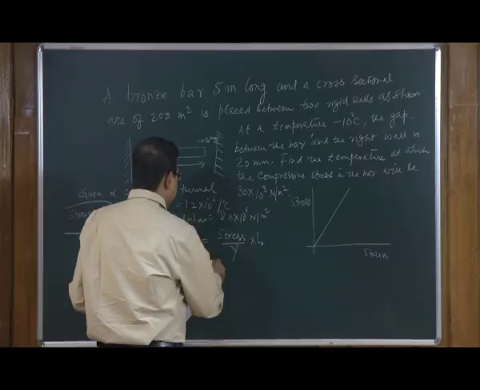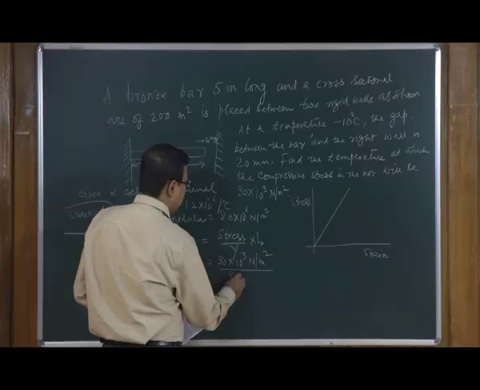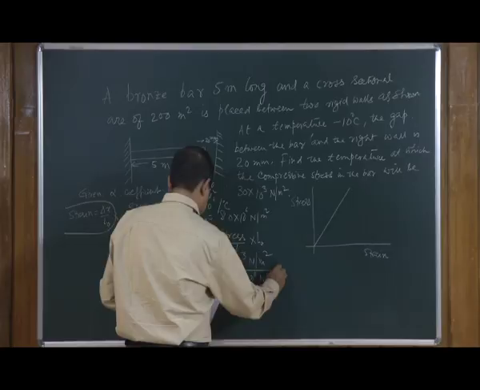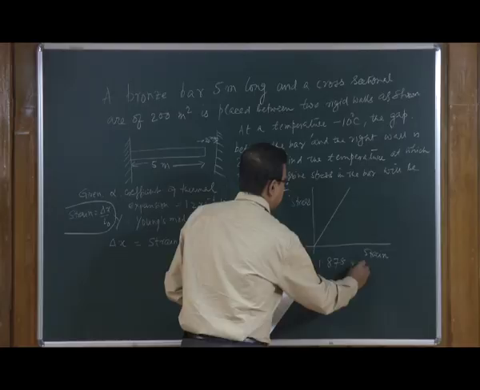So if I put all these values, 30 into 10 cube Newton per meter square divided by the Young's modulus, which is 80 into 10 to the power 6 Newton per meter square, into 5 meter, this will give me 1.875 into 10 to the power minus 3 meter.